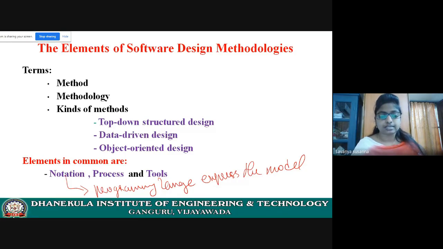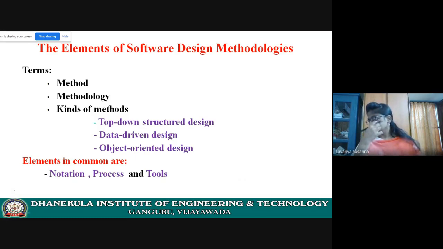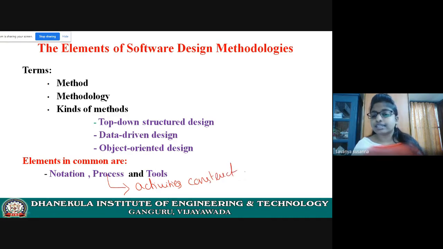Next, process. Process is nothing but activities. Process means activities that are used to construct the model. Here, notation means the programming language used for expressing the model, and process means activities that construct the model. Next, tools. Tools are used to validate the software, the correctness of the software.